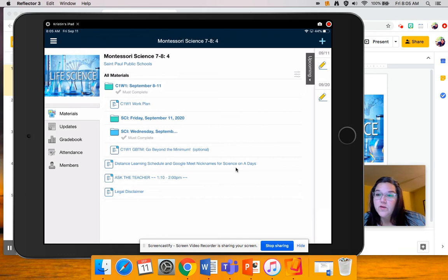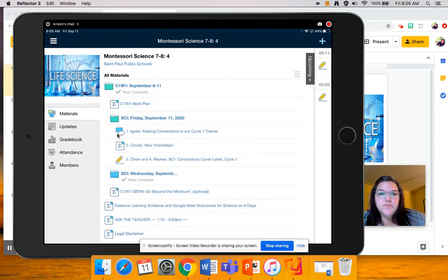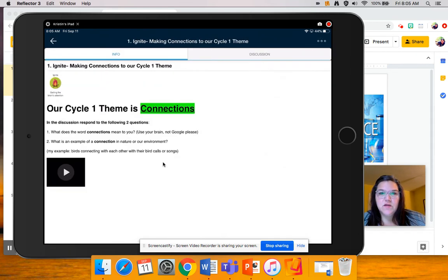So let's open up Friday's folder here. Remember, it's green because that's the current folder. I've already turned Wednesday blue because that's passed, right? All right, so we have our Ignite, Chunk, Chew, and Review, those 4 sections we said that are going to be in most of our lessons. So our Ignite for today is just to start thinking about our cycle theme.